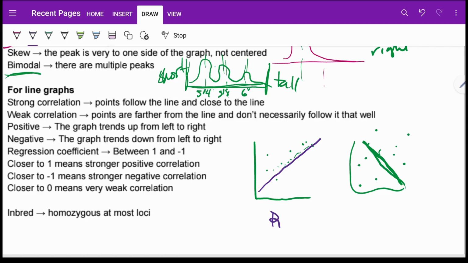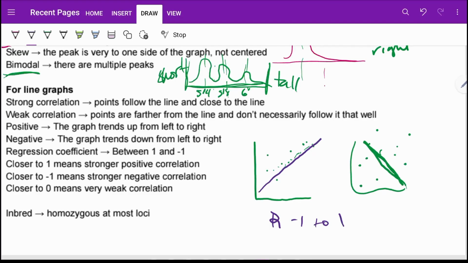Regression coefficient has a range of -1 to 1, so you'll never find any values outside of -1 and 1. -1 means a really strong negative correlation. +1 means a really strong positive correlation. Closer you get to 0 on either side means a weaker correlation. So a score of -0.2 would indicate a very weak negative correlation, whereas a score of, say, 0.1 would indicate a weak positive correlation. So that's how regression coefficient works.